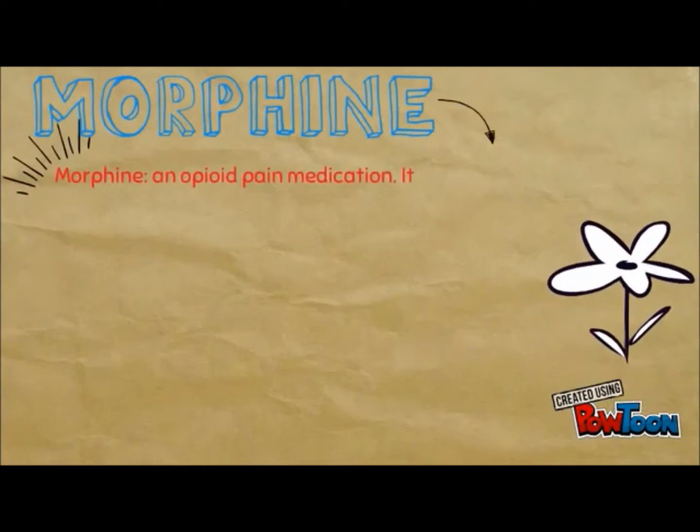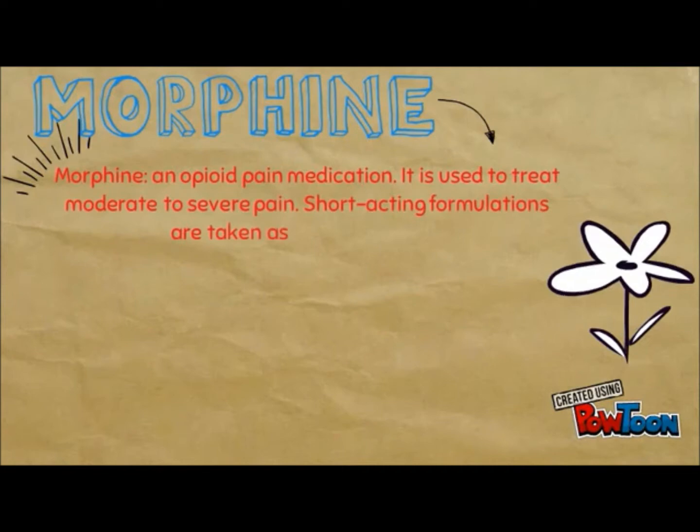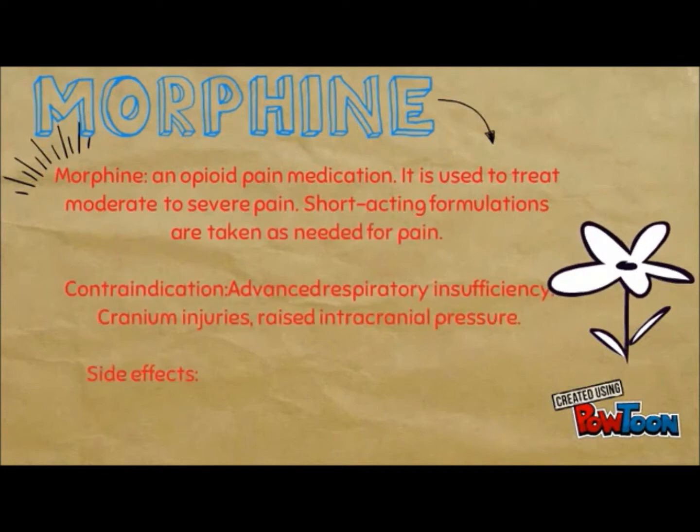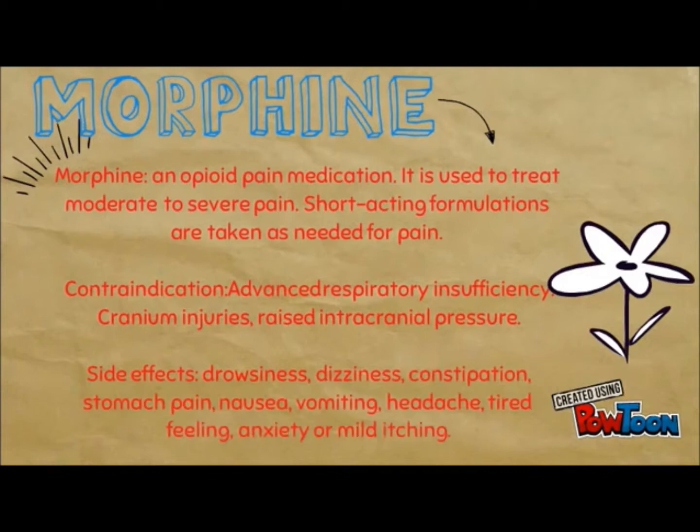Morphine is an opioid pain medication used to treat moderate to severe pain. Contraindication: cranium injury and raised intracranial pressure. The side effects are drowsiness, dizziness, headache, nausea and vomiting, anxiety, and feeling tired.